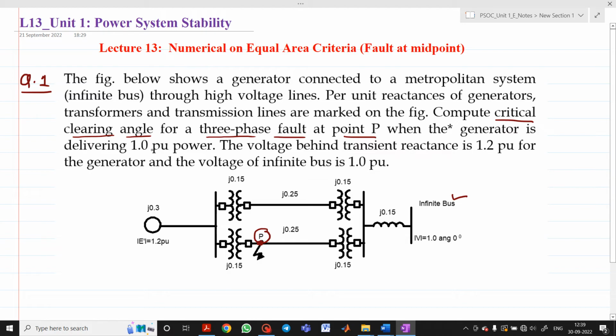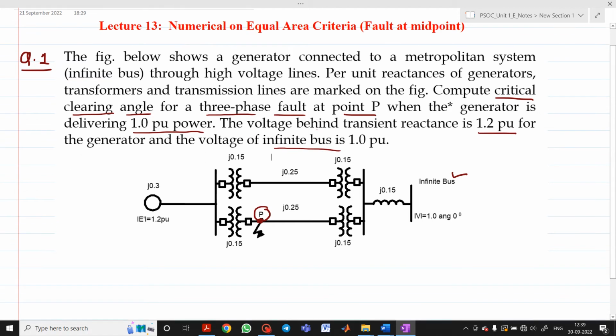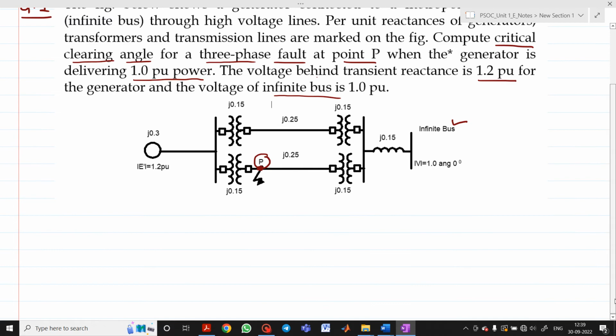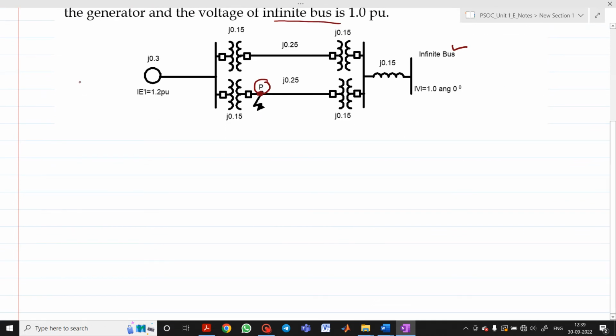Whenever the generator is delivering 1 per unit power, the voltage behind transient reactance is 1.2 per unit and the voltage of the infinite bus is nothing but 1 per unit. So let's solve it step by step. Before that, first we will write all the given things. So I will enlist all the given things.